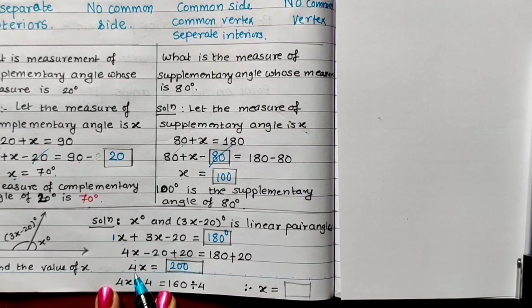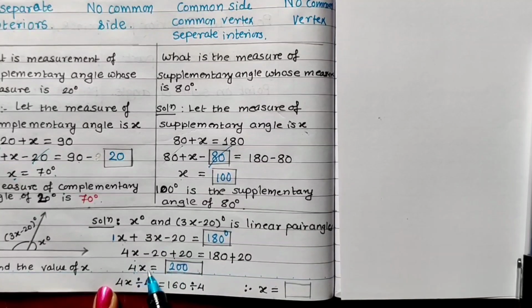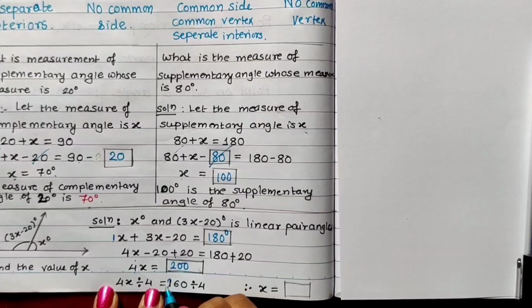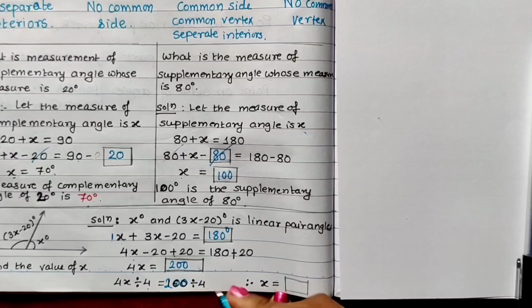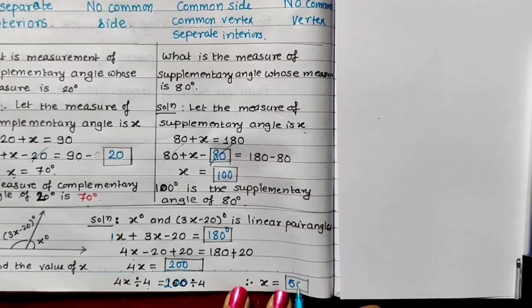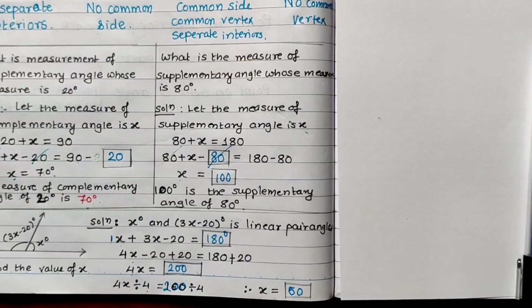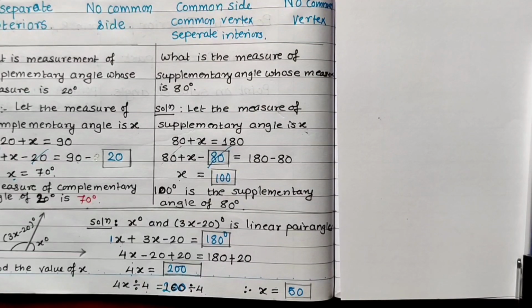Now we have to transfer this 4 from 4x to the right hand side. So it will be 4x divided by 4 and 200 divided by 4. Okay, 200 is there. Make the correction here: it should be 200. 200 divided by 4. What will be the answer? The answer is 50. Correct? So in this way you have to write the answers in this activity sheet. You can take a screenshot of this activity sheet.